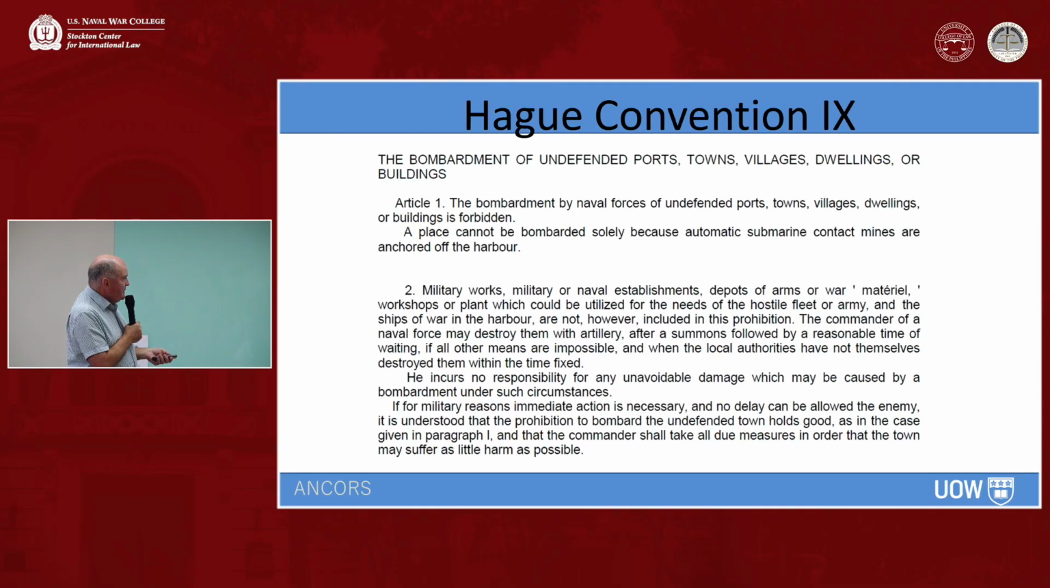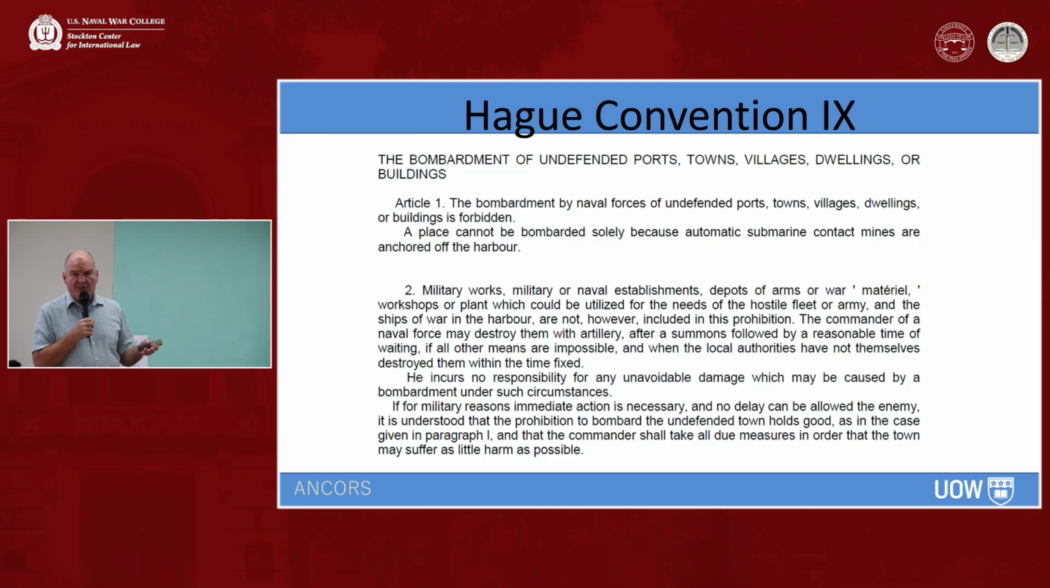So, going on, Hague 9. In 1907, the people who put together treaties were a lot more succinct than the people who have put together treaties 100 years later. So, Hague 9 deals with bombardment of undefended ports, towns, villages, dwellings or buildings, and starts off by saying if these areas are undefended, you're not supposed to be targeting them.